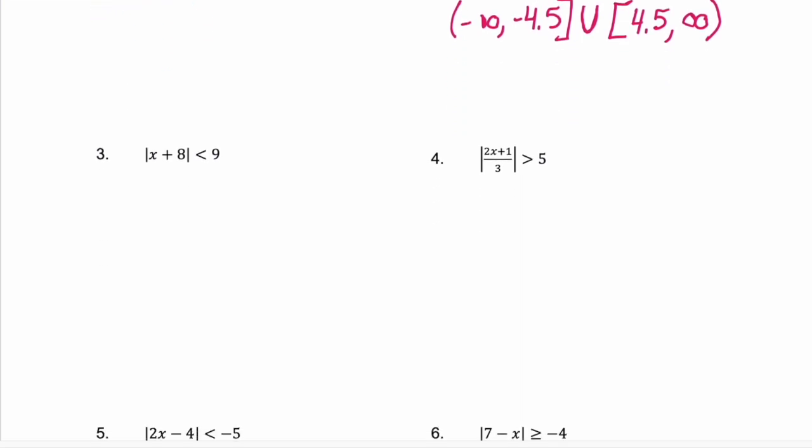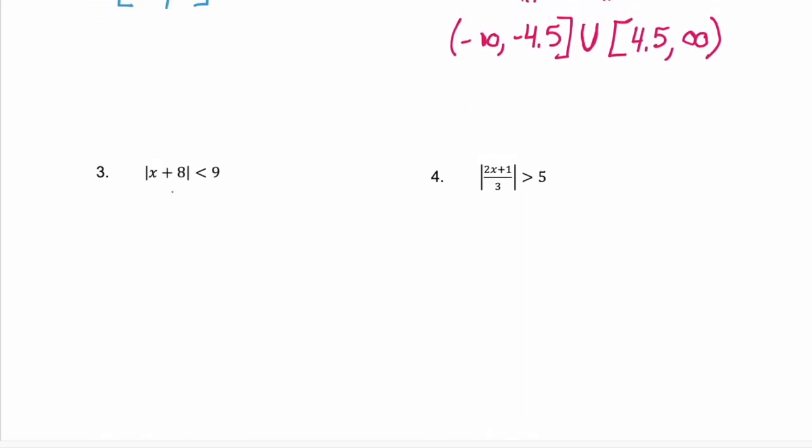Okay, 2 more examples here. We have the absolute value of x plus 8 is less than 9. That means our x plus 8 has to be within the range of negative 9 to positive 9. So we solve this 3-part inequality, subtracting 8 from all 3 parts.